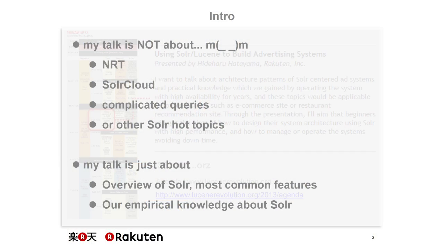So my talk is not about NRT, SolrCloud, complicated queries, or other Solr hot topics, but just Solr in action, for someone who is not familiar with Solr, or who has not used Solr in a production environment yet. Our systems have some bad points which we have been struggling to solve, so it will be useful for your future system planning.